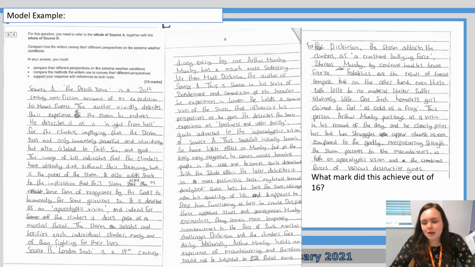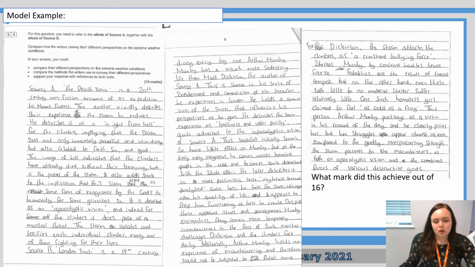So obviously this one is quite a high level response. I'm hoping you've had a think about how you would grade this, but this got full marks, so this was 16 out of 16 marks. So what we're just going to spend some time doing this lesson is going through and looking at why they've achieved the top marks, but also thinking about how they've structured their response in order to achieve that amount of marks.